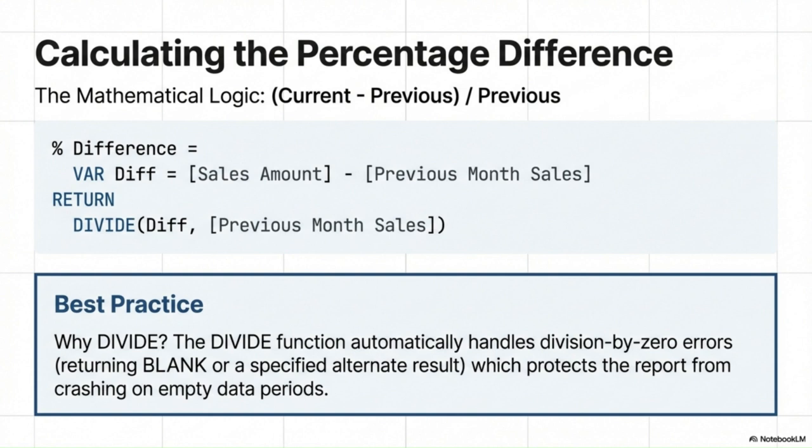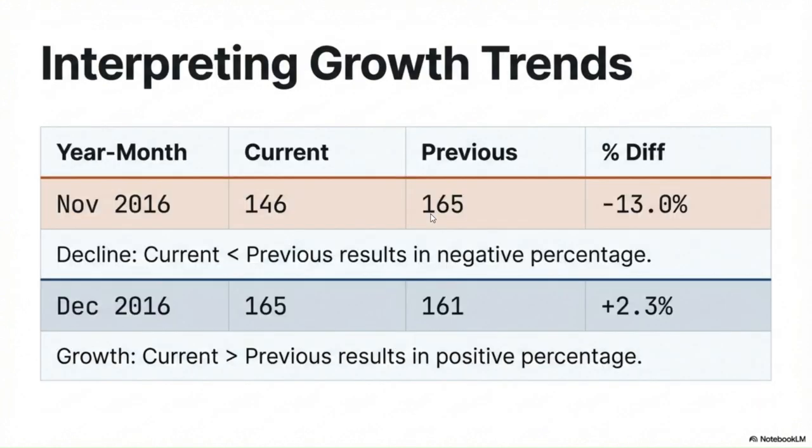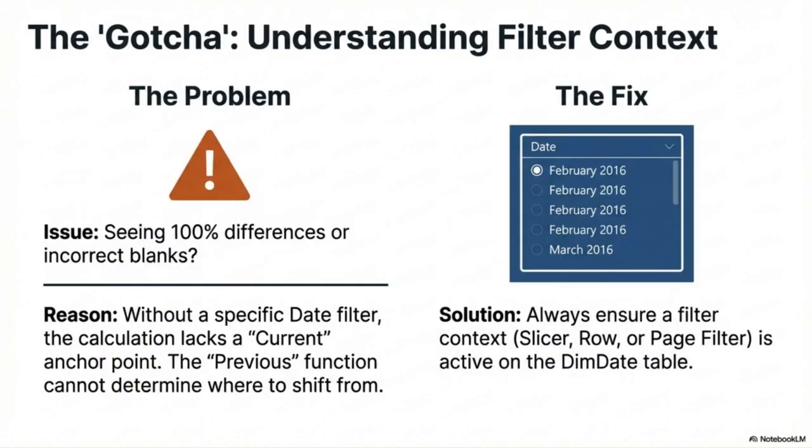A quarter consists of 3 months. Previous quarter means if current quarter is Q2, then previous quarter will be Q1. In the same way, the formula will be like previous quarter sales, and then instead of previous month it will be previous quarter.